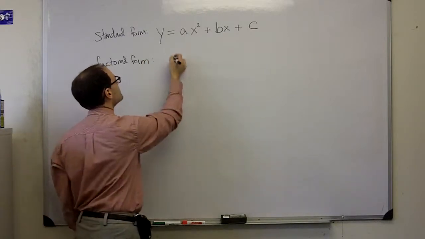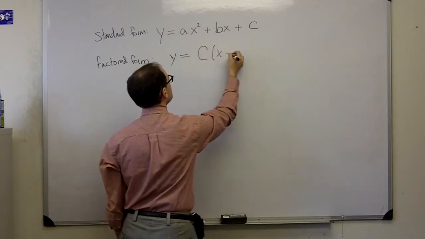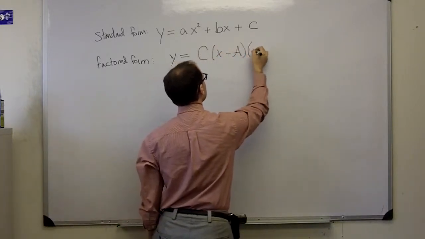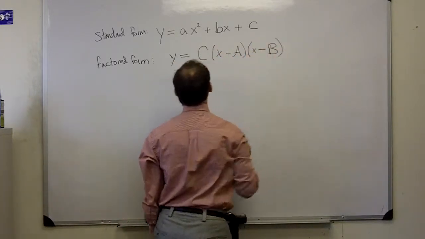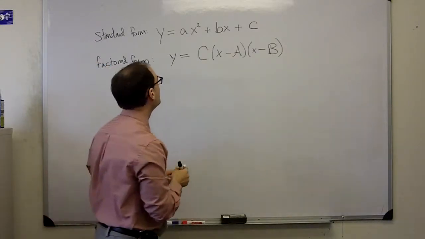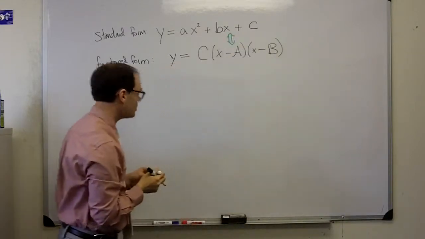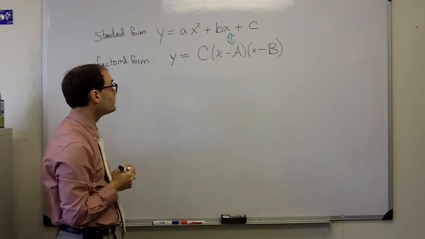Well, what is the factored form? It's going to be something like this. How do we convert between the two? How do we go between these two? How do we do that?